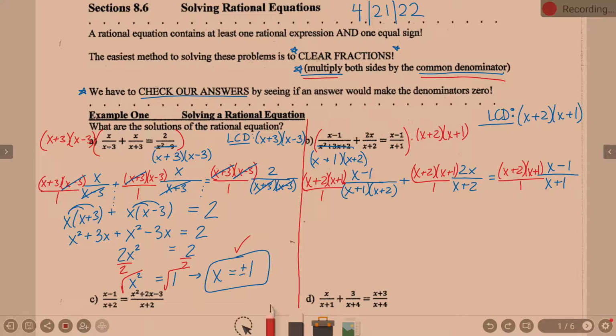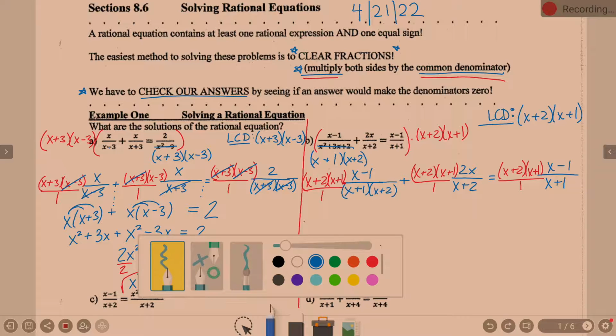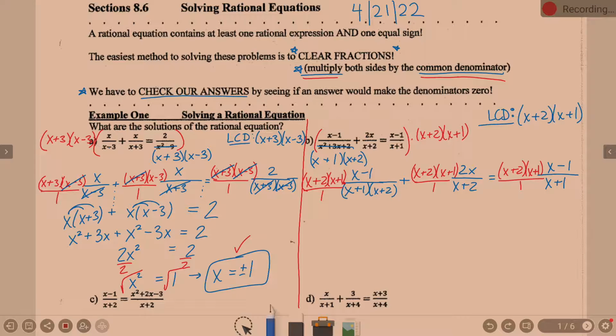Just be careful if you don't write this step out that you really do know what you're doing, and say next week when we're reviewing for Chapter 8 test that you remember. Okay, so I guess you might want this step actually. Okay, canceling. First fraction, what cancels?